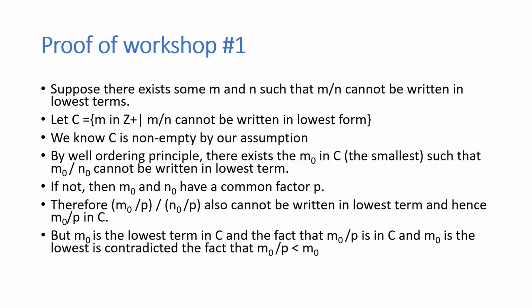So going back to this proof, what we're trying to establish is that we assume a minimum number, and then we show that if there's a common factor, we can find another number that's less than the minimum number we assumed. Therefore, we reach a contradiction.